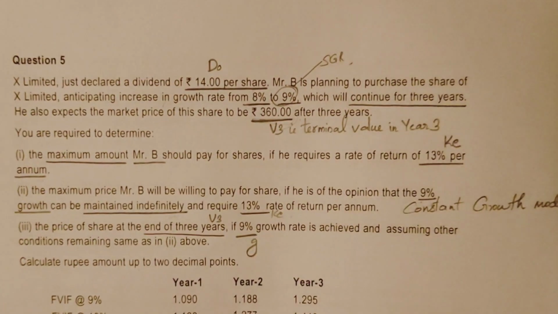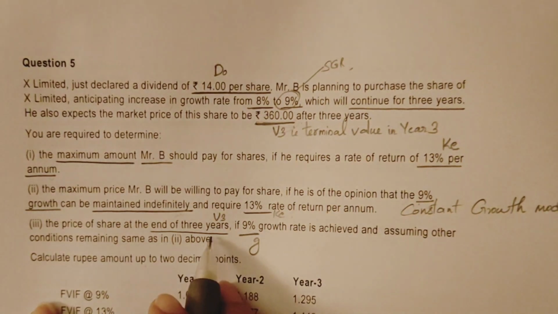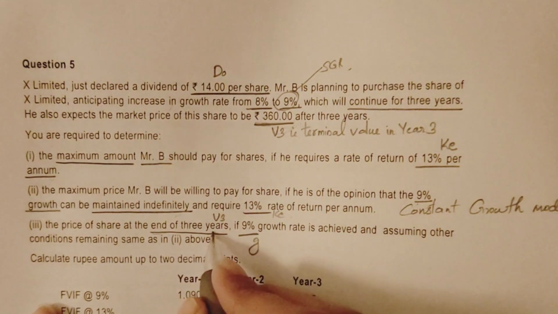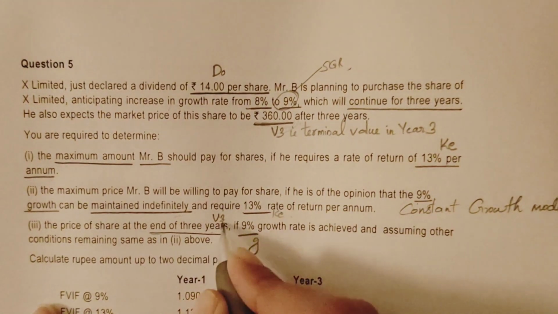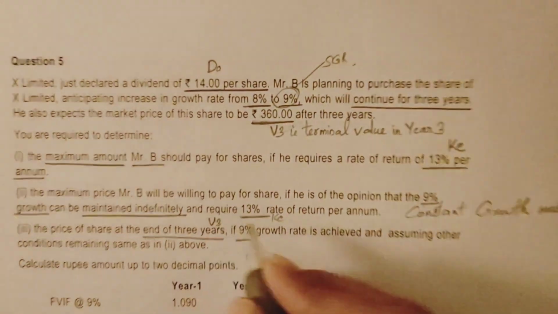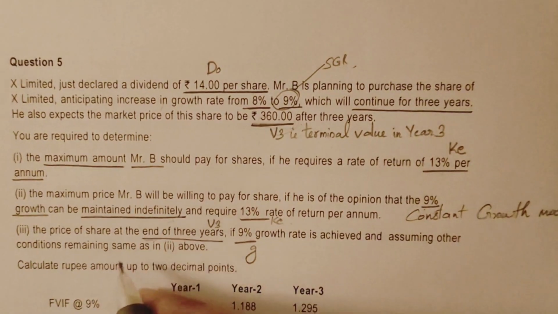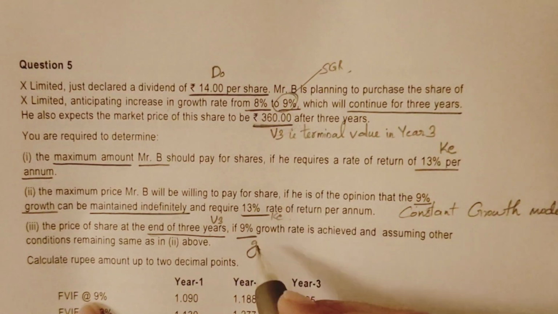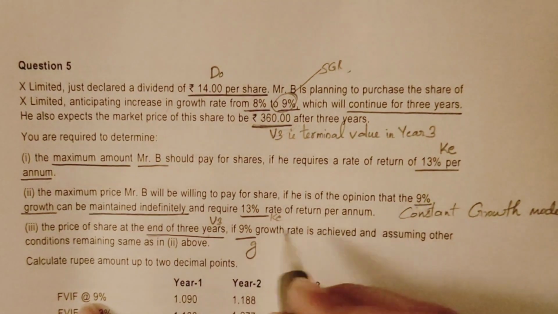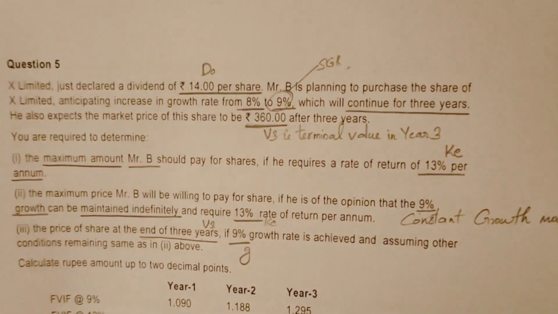Now we can see the third part of the question. The price of share at the end of 3 years. So at the end of 3 years we need to find the price of share. What is that? Value at the end of year 3, that is the terminal value at the end of year 3, if 9% growth is achieved and assuming other conditions remain the same as in 2 above. So growth rate is 9%, cost of equity is 13%. We need to find the value at the end of year 3.